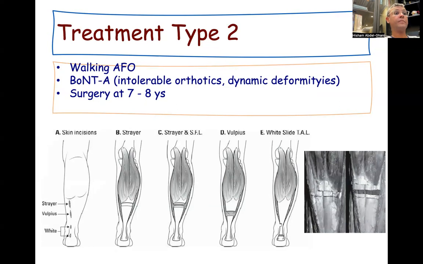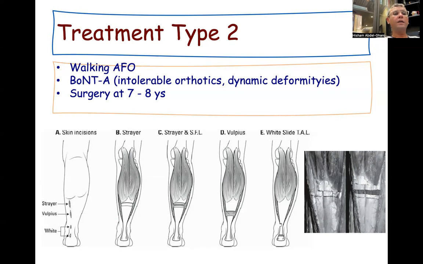Botulinum toxin may be injected in the calf muscle, and it is used only in dynamic deformities and when the patient cannot tolerate orthotics. So the main indication is if the patient cannot tolerate orthotics. But if the patient can tolerate orthotics and there is dynamic deformity and no true shortening of the plantar flexors, in these cases, there is no indication for use of botulinum toxin.